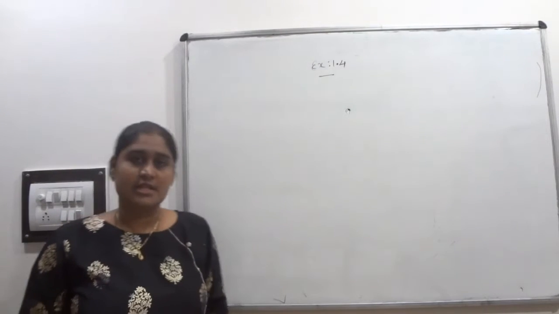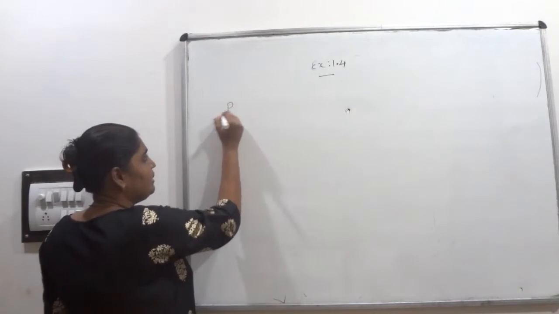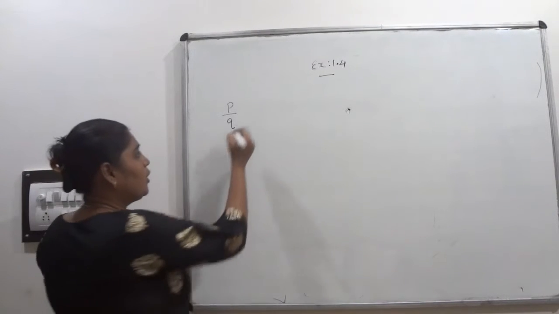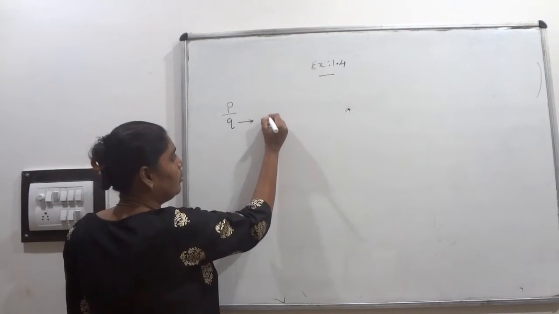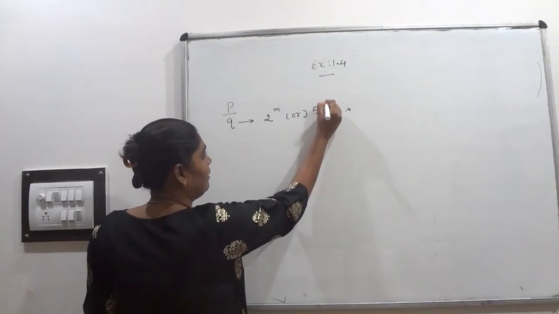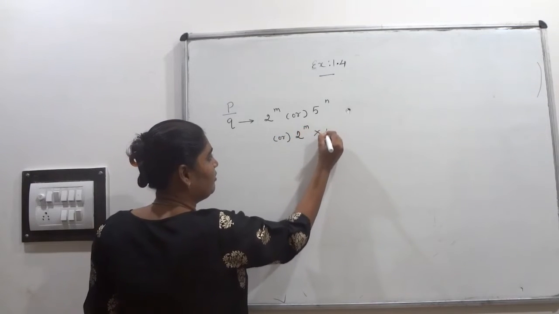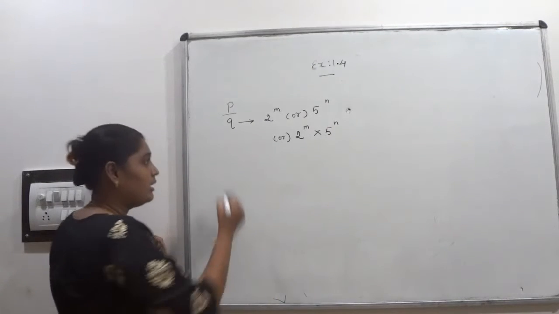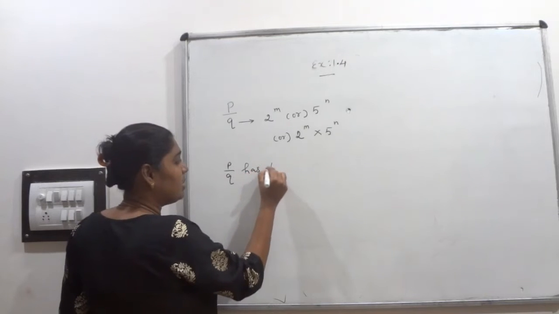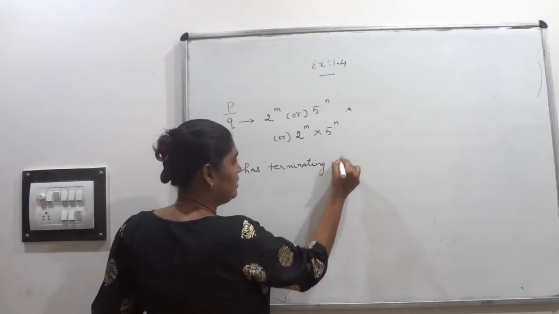Before going to start this exercise, we should know some rules. A fraction p by q, where q is not equal to 0, in that q must have the form 2 power m or 5 power n or 2 power m into 5 power n. Then I can tell that a particular fraction, that is p by q, has terminating decimal expansion.